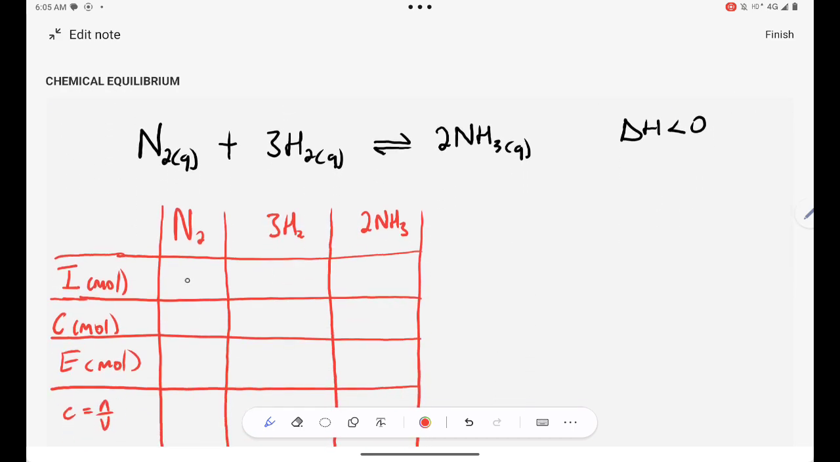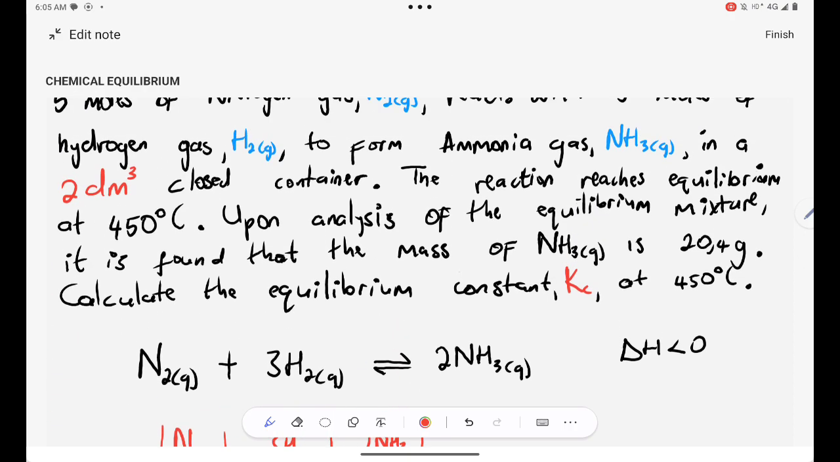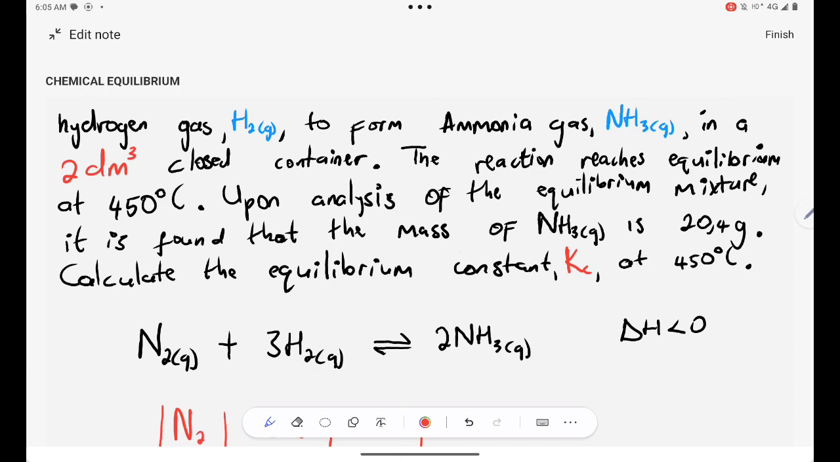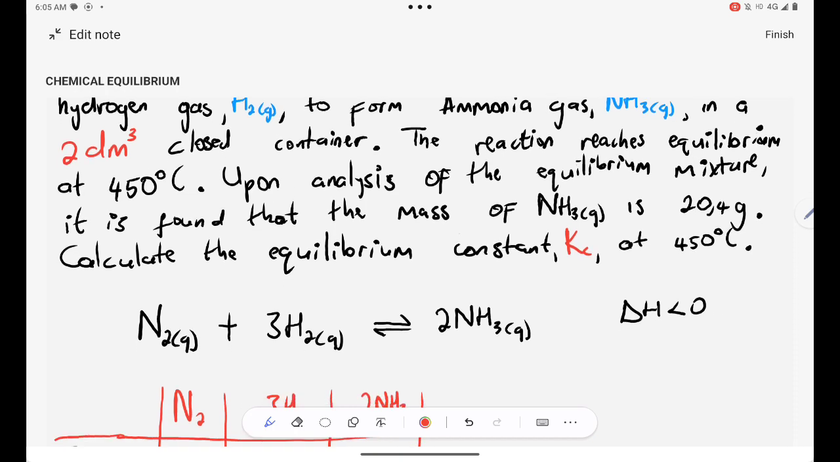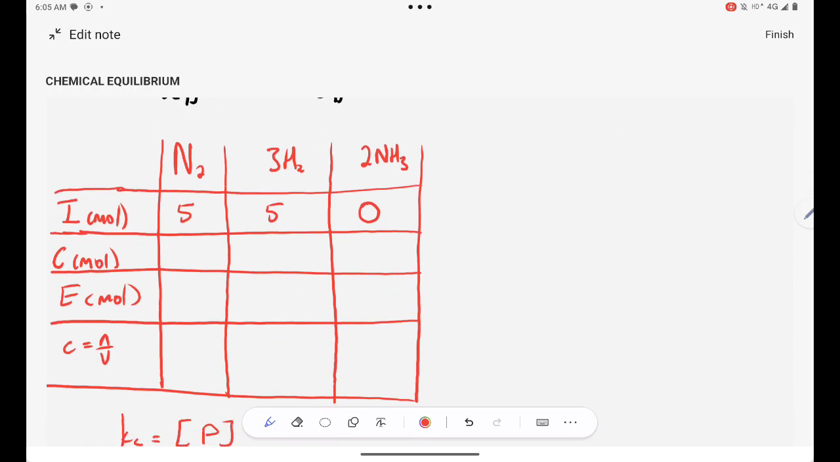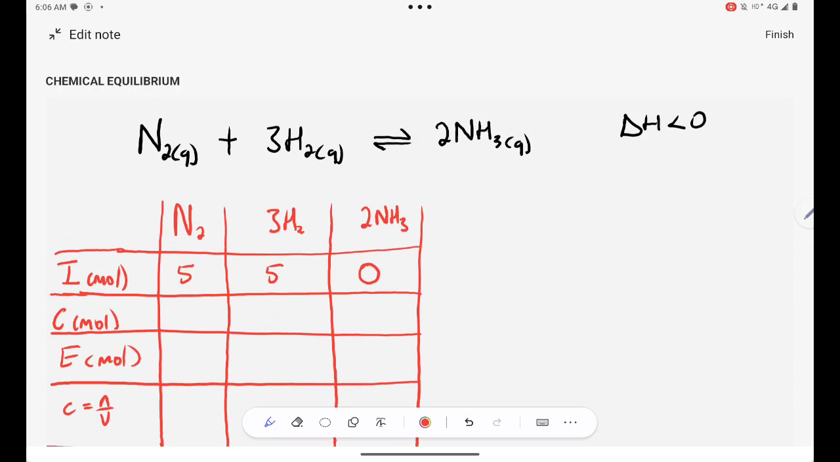Okay, initially how many moles were we given? 5. There are 5 moles of nitrogen as well as 5 moles of hydrogen. But initially, ammonia was not formed. Ammonia was formed as the reaction progressed, whenever we used nitrogen and hydrogen. But initially we had 0 moles over there. And then what else are we told? We are told that at equilibrium 20.4 grams of ammonia were formed. We can find the number of moles of ammonia at equilibrium. How can you do that?